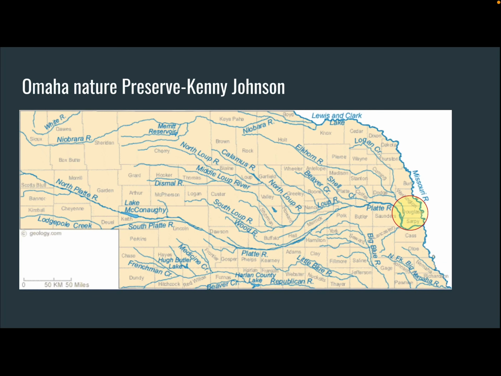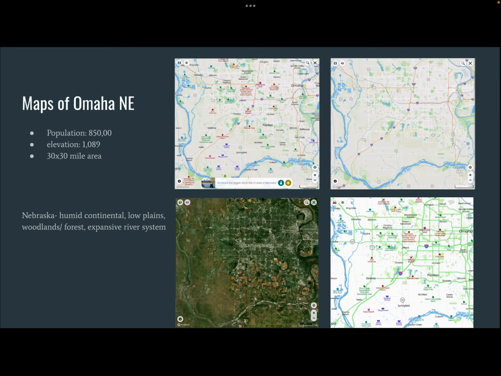For my project, I chose Omaha, Nebraska, right around the Douglas and Sarpy County area. The population of this region is 850,000, and there's about a 30 by 30 square mile area, so the ratio of people to square miles is relatively even.